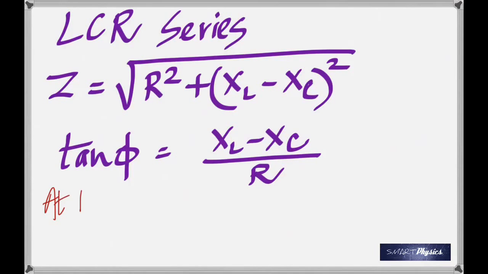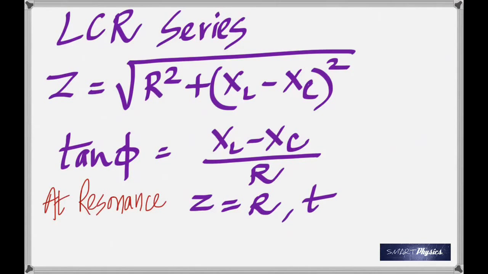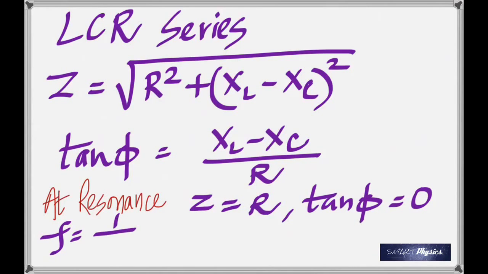At resonance, XL becomes equal to XC, which means the impedance becomes minimum, which is equal to the resistance, and the current becomes maximum. And also tan phi is 0, which means phi is 0. And the resonant frequency is given by 1 by 2 pi square root LC. It is the phenomenon of resonance that's used in tuning a radio or a television.